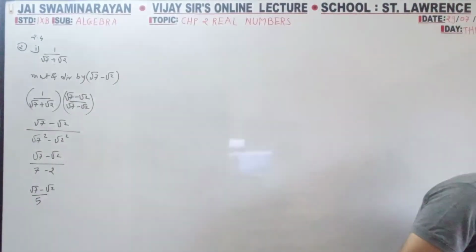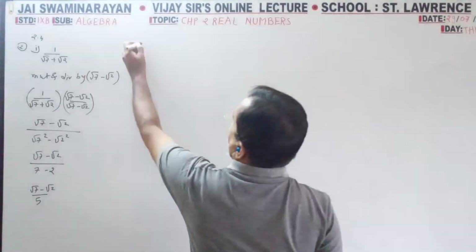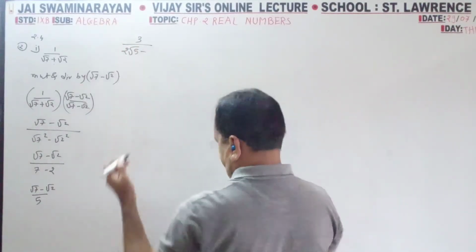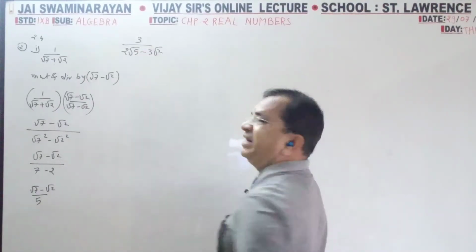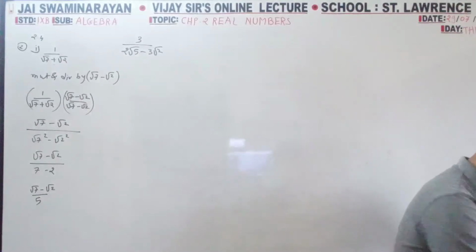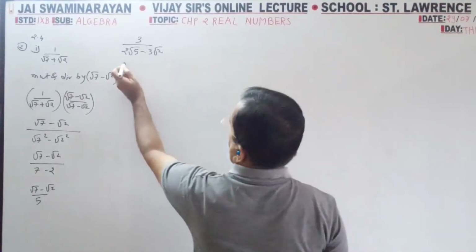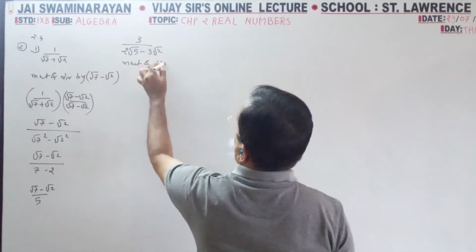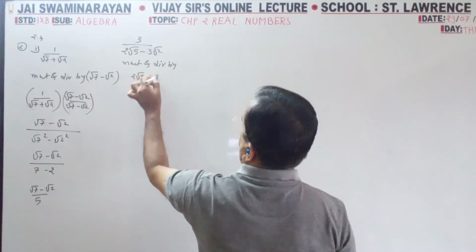Next one, 3 by 2 root 5 minus 3 root 2. Now the middle sign is minus. We will take plus, always opposite of the middle sign. So I'll write multiply and divide by 2 root 5 plus 3 root 2.